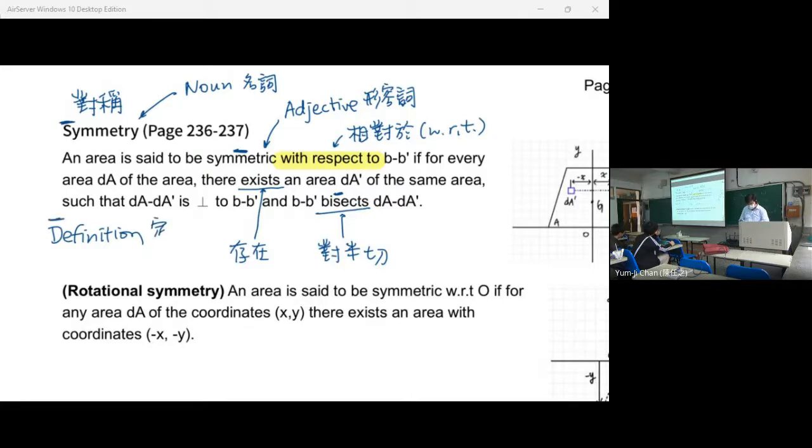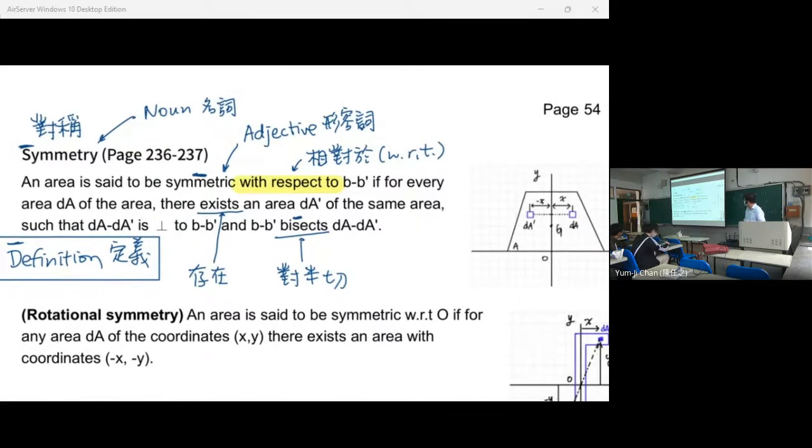Here gives a definition of symmetry. This is the definition of symmetry. So we say the area is said to be symmetric with respect to B and B prime, and this is the line of symmetry.